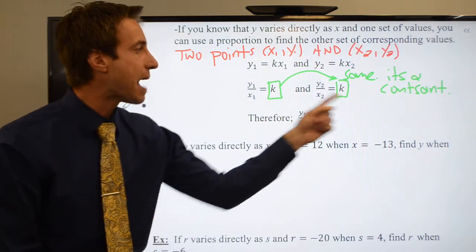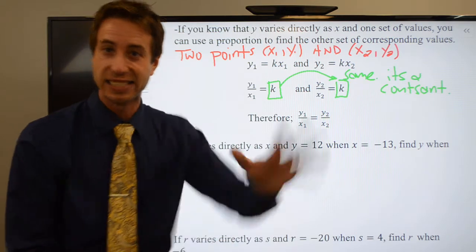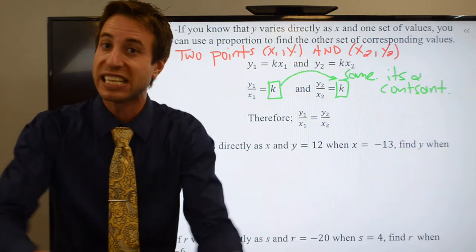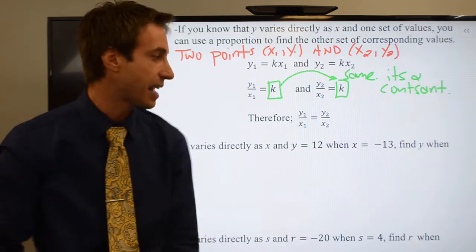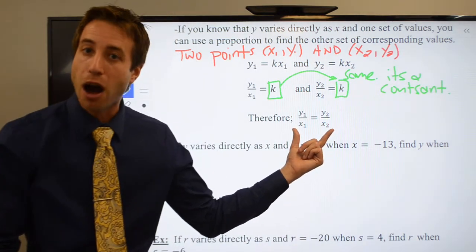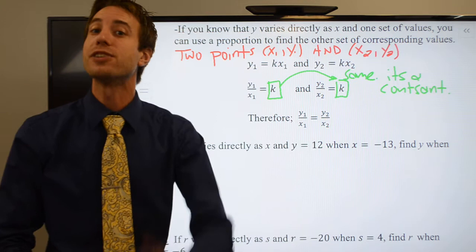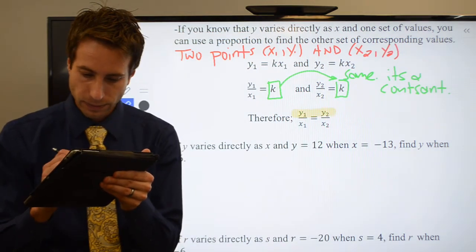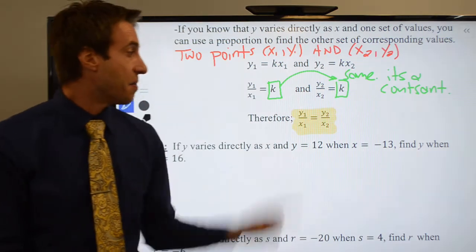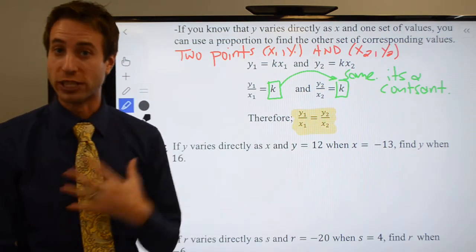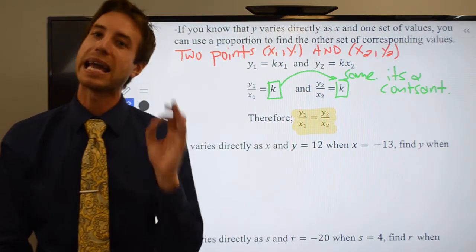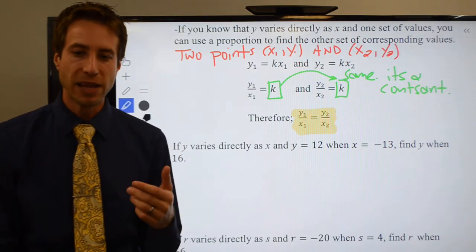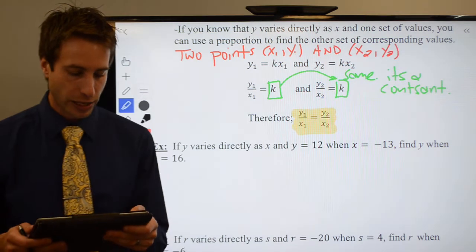So it doesn't matter that I don't know what k is. I can solve the equations for k, set those two things equal to each other because k is the same value, and I wind up with this other form of the direct variation equation. Now, this is the one I'm going to use most of the time, but I am going to show you how to use both of them. Let's take a look at an example problem to see how that's going to work.